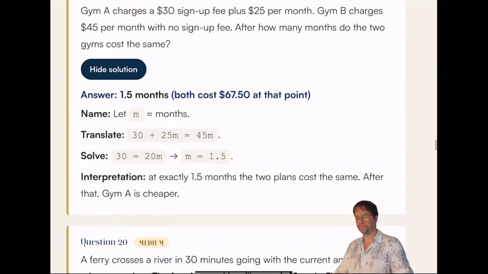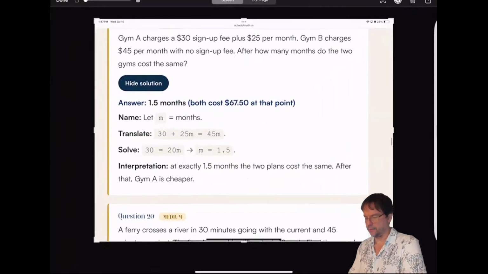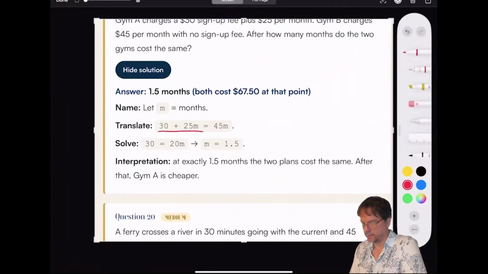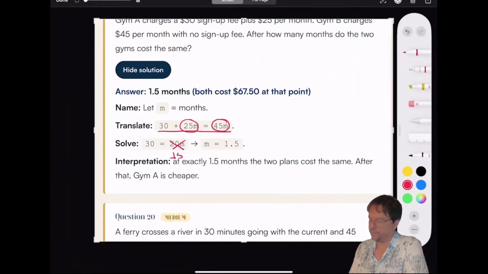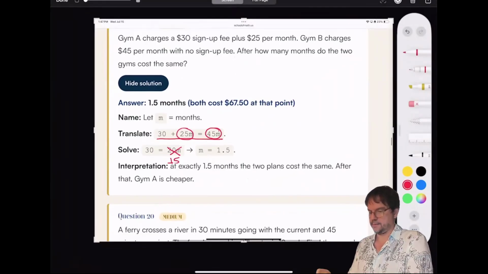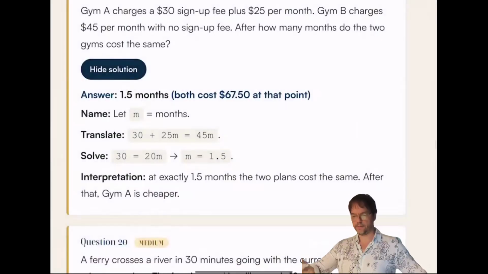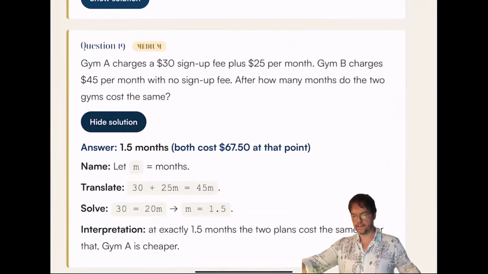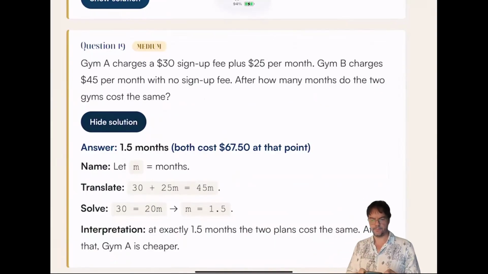Look. Do you agree that we did the same thing here? But 45 minus 25 is not 20, it is 15. Is that okay? Yeah. So I need to correct this. Let me just do something to correct. Sorry about that.